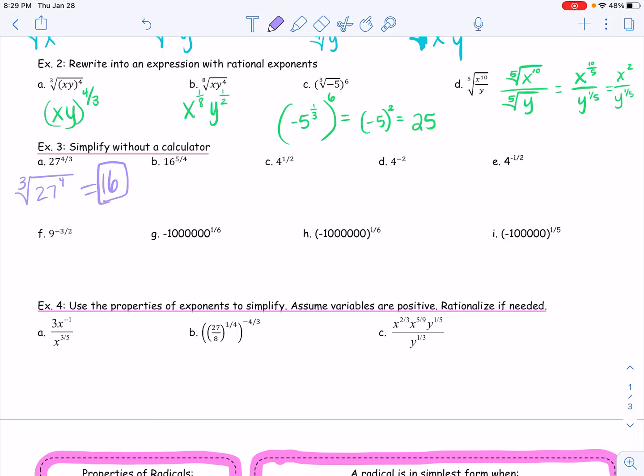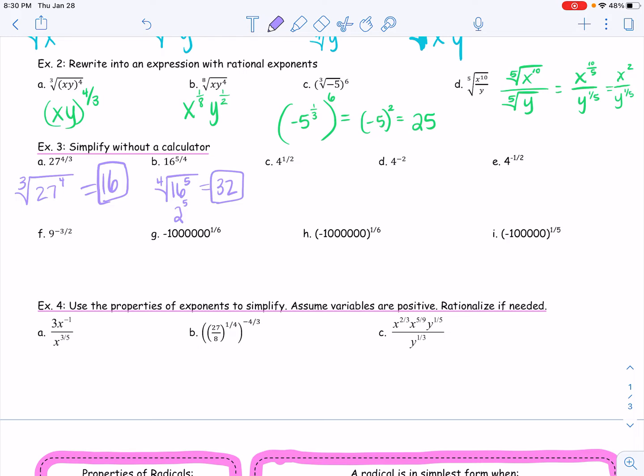In B, we have 16 raised to the 5/4. That means I'm taking the 4th root of 16 to the 5th power. I don't know what 16 to the 5th power is, but I know that the 4th root of 16 is 2. So now this is 2 to the 5th power, which makes my life a lot easier because I know 2 to the 5th power is 32.